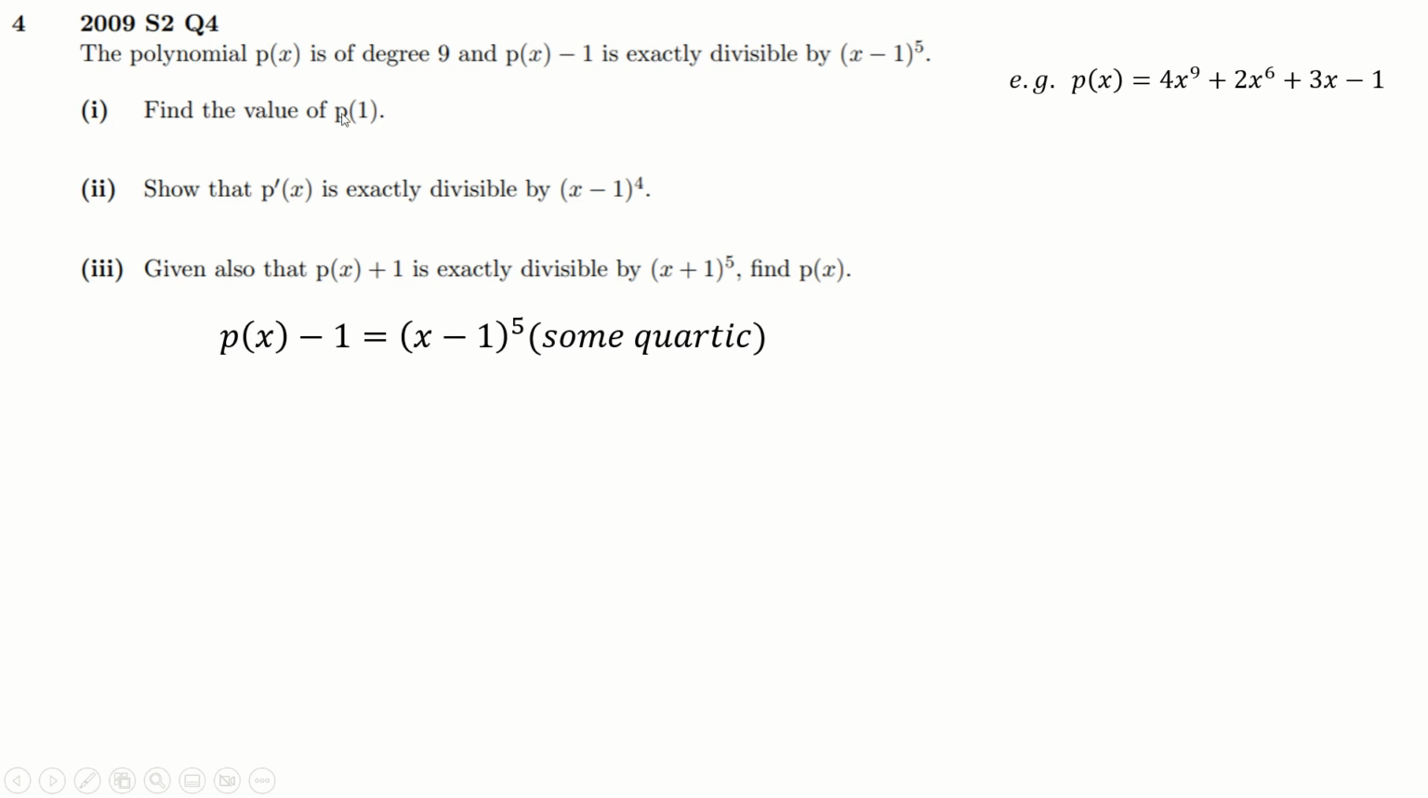Find the value of P of 1. So let's just put 1 in there. Because what you'll notice is you get P of 1 minus 1 equals 0 times something. But 0 times something is 0. So therefore P of 1 is 1. So that's nice and straightforward.